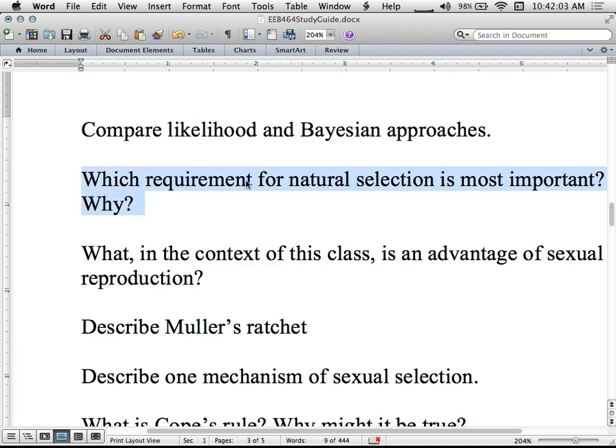So here's a question: which requirement for natural selection is most important? I don't have a secret answer where if you say the wrong thing, I'll say no, right? So if you say having variation is important, and explain that well, that's fine. If you say having heritability is important, explain that well, that's okay. If you say being red is something, then that's not true, so that would get no points. So it has to be a valid requirement for natural selection. Then what you do is compare with other ones.